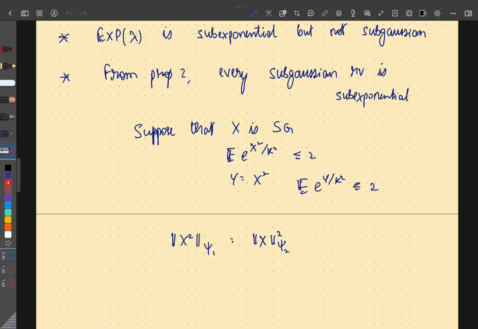Right. So in today's class, we'll make use of these properties. We'll see a concentration inequality for sub-exponential random variables, similar to the Hoeffding's inequality that we saw for sub-Gaussian random variables. And we'll use that to analyze what is called dimensionality reduction, which is a very powerful tool used in data science and machine learning.